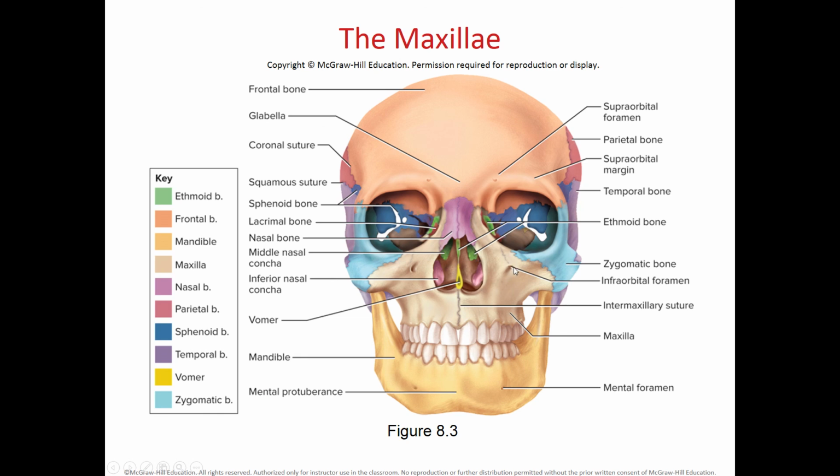Now the maxilla has the infraorbital foramen just below the inferior margin of the orbit, which will be this. And it has this intermaxillary suture just below the mid portion of the nasal cavity. And the maxilla also has these processes or these sockets that are called the alveolus, which help to hold our teeth on our superior arch of teeth.